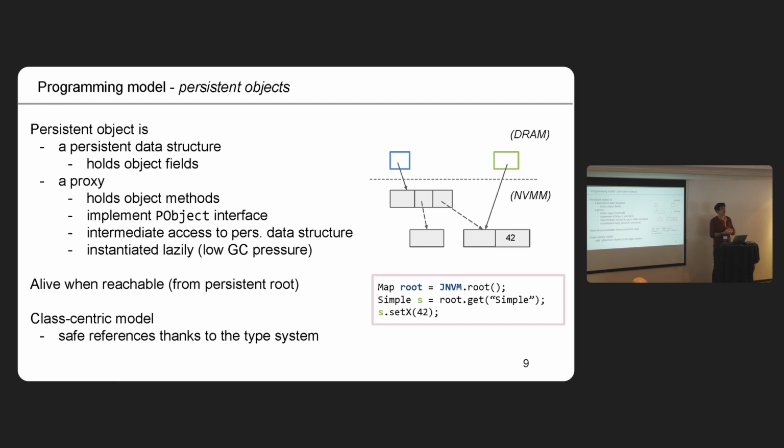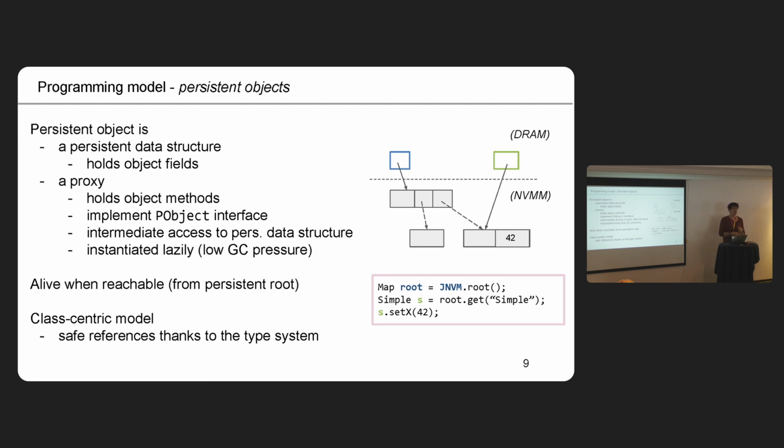And this proxy is instantiated lazily, in the sense that only if we need an object whose content is persisted, we'll actually create the proxy. And those objects are alive when reachable. That is, we have a set of persistent roots, and if an object is accessible from those roots, well, the object is alive. So it's called persistence by reachability.